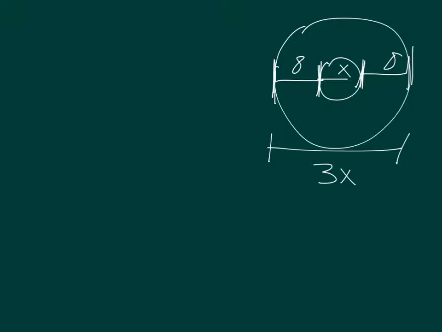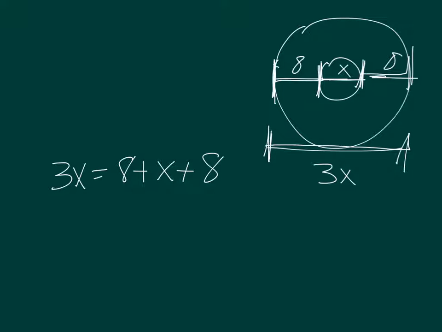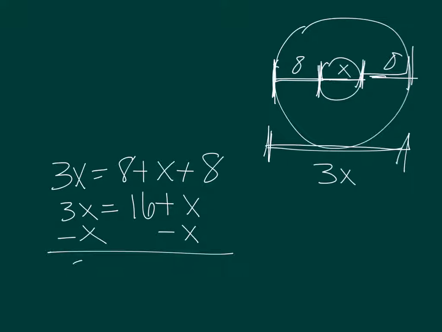So we can set up this equation because we know that the entire length is 3x. So 3x is equal to, and then what we have inside, we have the 8 plus this x plus the last 8. And then we need to solve our equation. So we have 3x, we combine like terms, 8 plus 8 is 16 plus x, and then we're going to subtract our x. We get 2x equals 16, and then we divide by 2, and we get x is equal to 8.